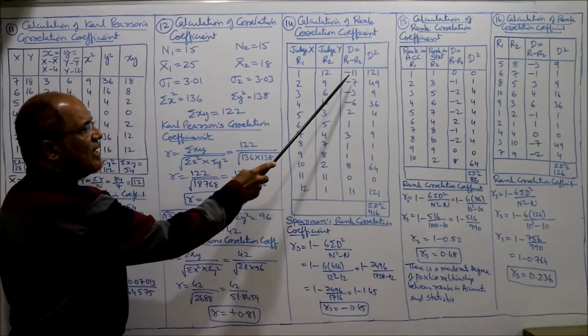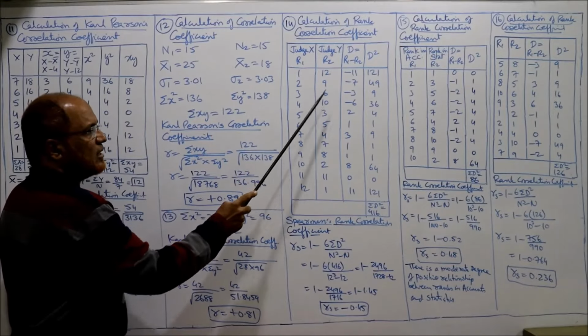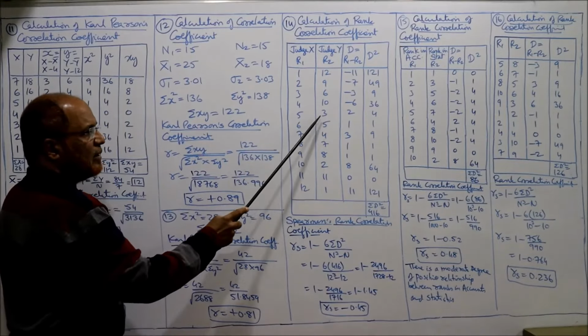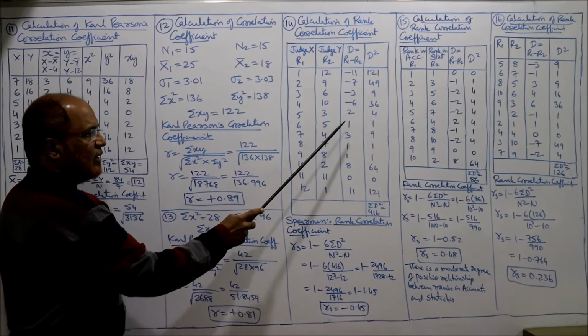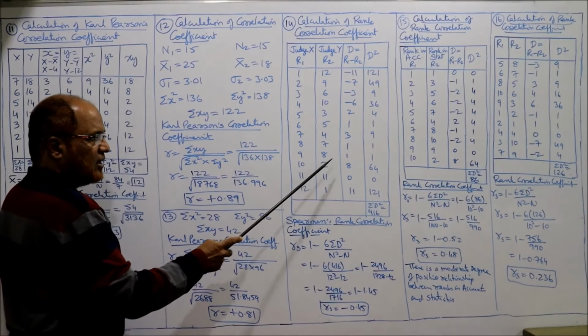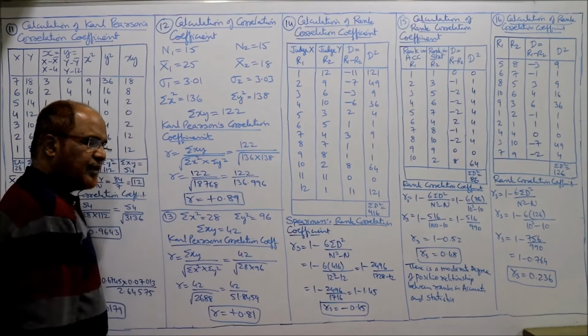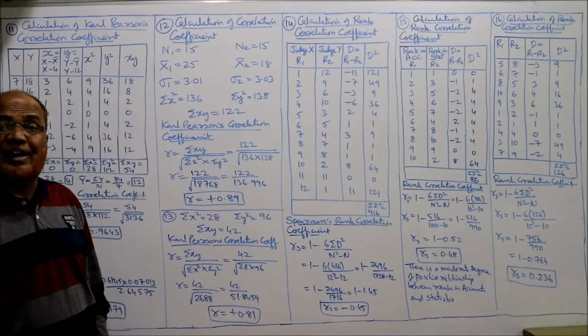1 minus 12, minus 11. 2 minus 9, minus 7. 3 minus 6, minus 3. 4 minus 10, minus 6. 5 minus 3, 2. 6 minus 5, 1. 7 minus 4, 3. 8 minus 7, 1. 9 minus 8, 1. 10 minus 2, 8. 11 minus 11, 0. 12 minus 1, 11. So we have calculated the D value, the difference.